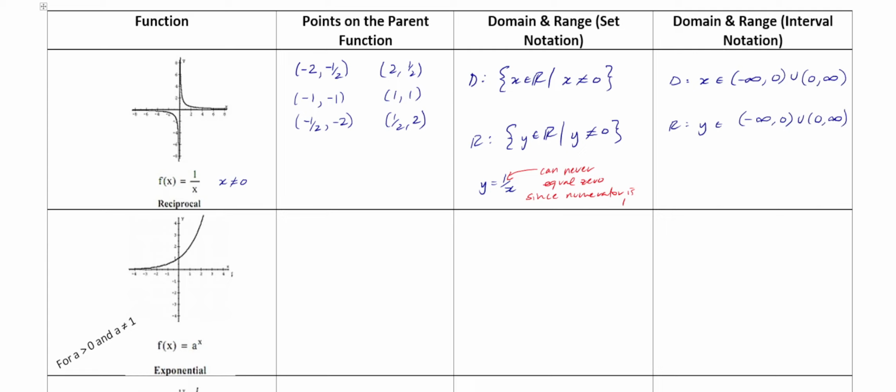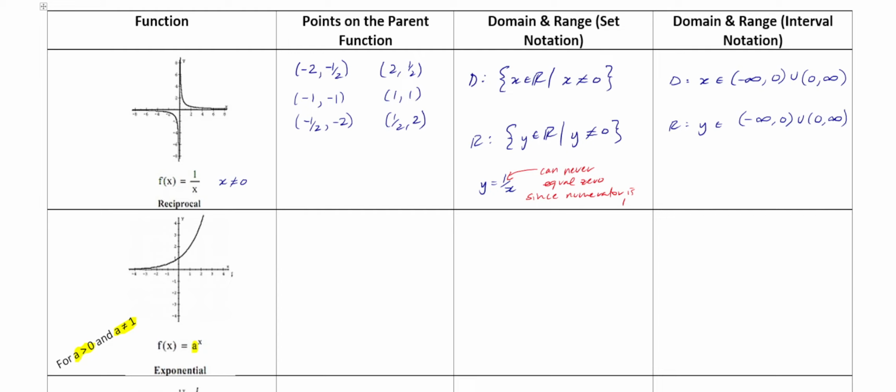The next one that we're looking at right here is the exponential function. Note that I've got some restrictions stated for the exponential function for the base. The base a has to be greater than 0 and it can't be equal to 1. So you can't have a negative base, and the base can't just be 1. So let's plug in some numbers right here to find some points on the parent function.